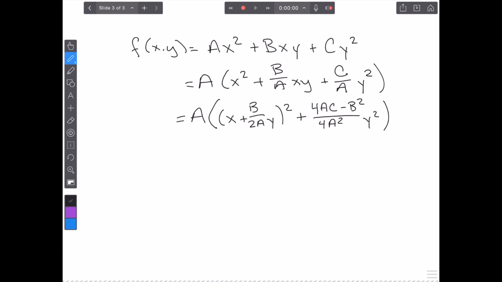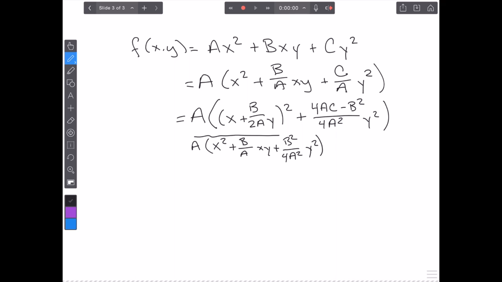And again, there is no reason whatsoever why that should be immediately obvious to you. It's just a formula that works, right? Because you can go ahead and check that this x squared plus b over 2a y, when you multiply that out, you get a times x squared plus b over a times xy plus b squared over 4a squared y squared. Okay, so that's what you get.